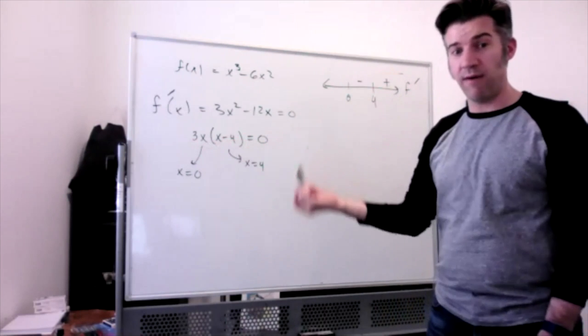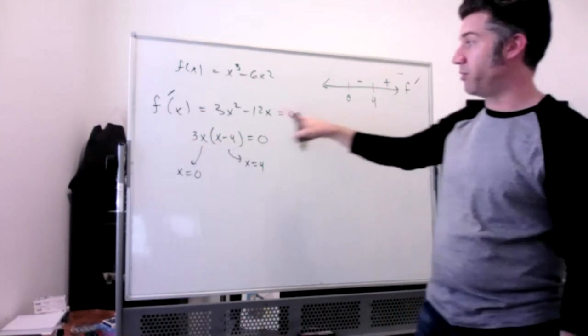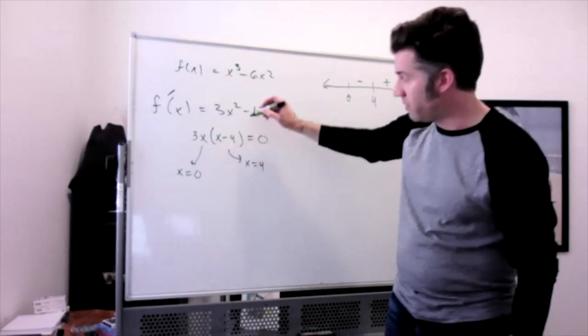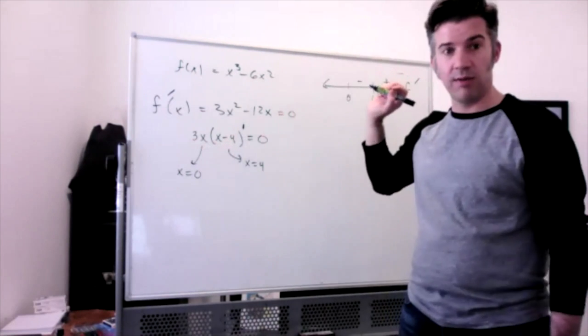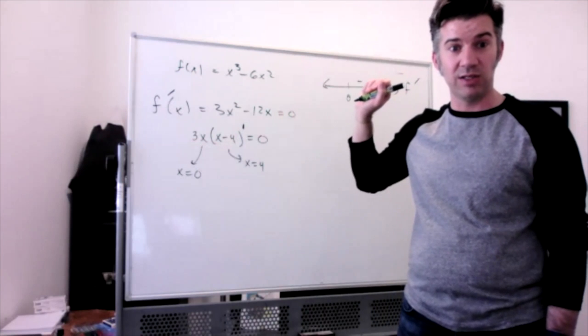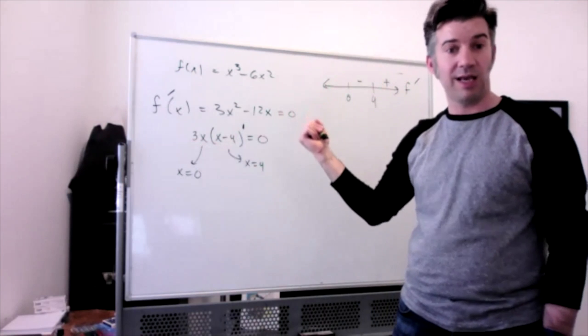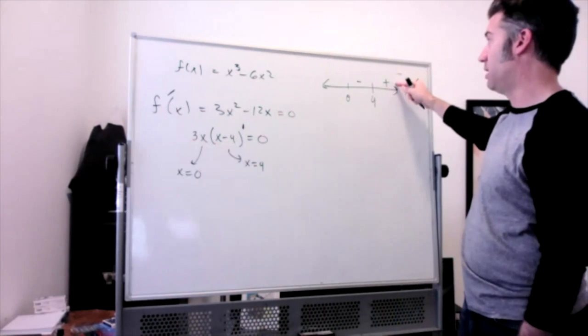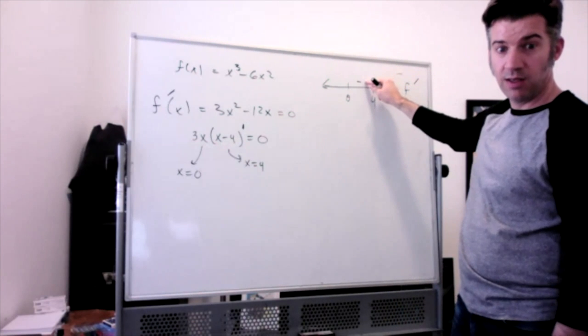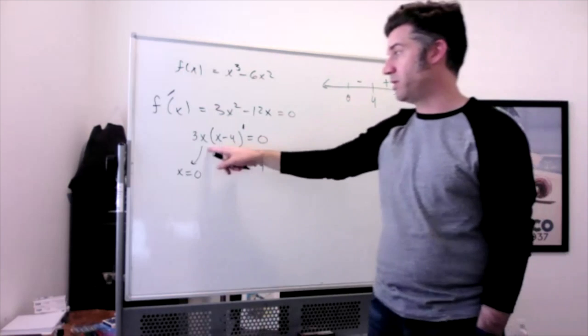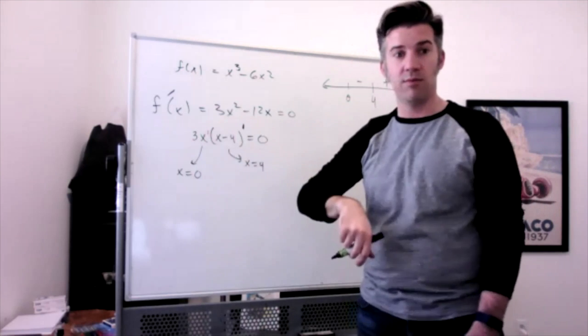Or you can use the fact that the 4 came from this factor. This factor has an odd multiplicity. And when a factor has an odd multiplicity, the sign changes because you cross the x-axis and you go from being positive to negative. Same deal for 0. 0 came from this factor, which has an odd multiplicity.